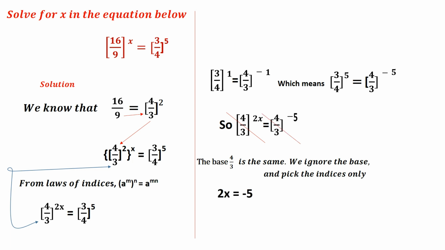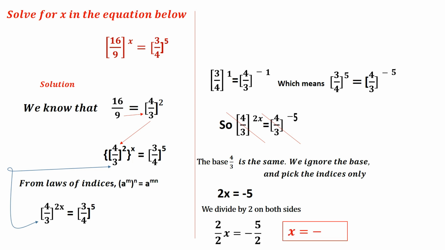Next, we're going to divide by 2 on both sides. And so we have 2x over 2 is equal to negative 5 over 2. And that gives us our final answer. x is equal to negative 2.5.